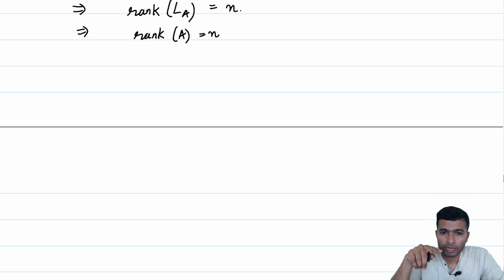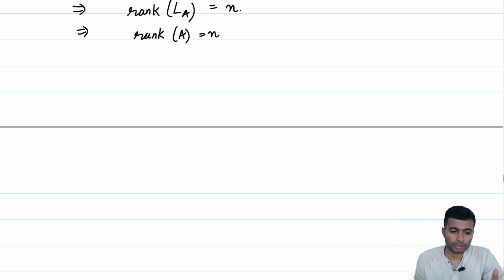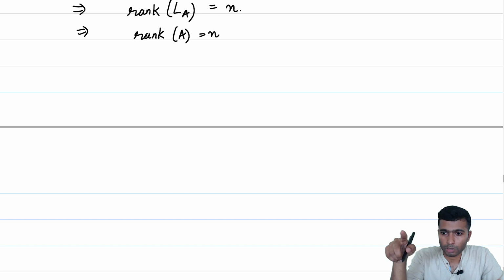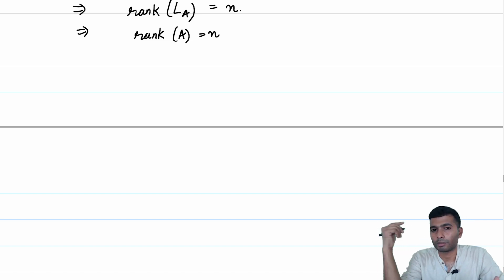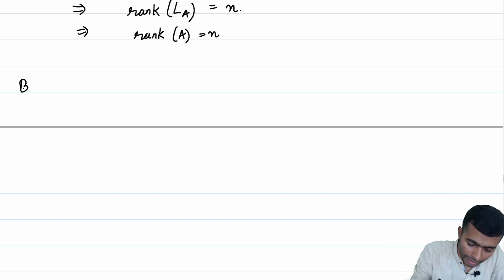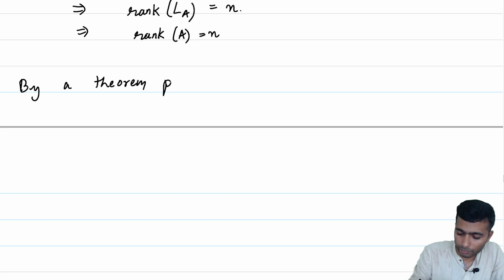if we start with a matrix A which has rank R, then there exist elementary matrices E1, E2 up to Ek and F1, F2 up to Fl, such that our matrix A is E1, E2 up to Ek times a block matrix, where the first block has the R cross R identity and 0 elsewhere, times F1, F2 up to Fl. So, let me just write it by a theorem proved earlier.